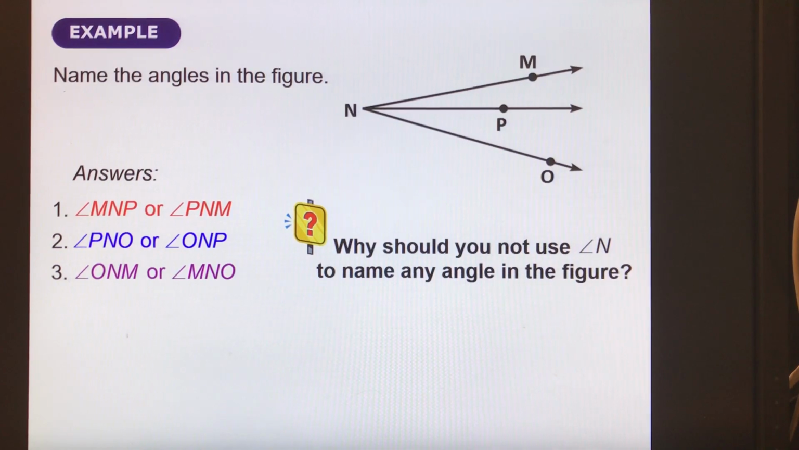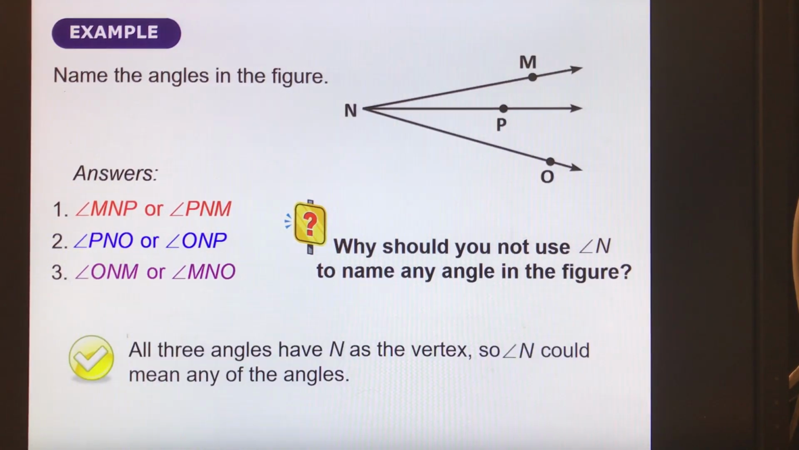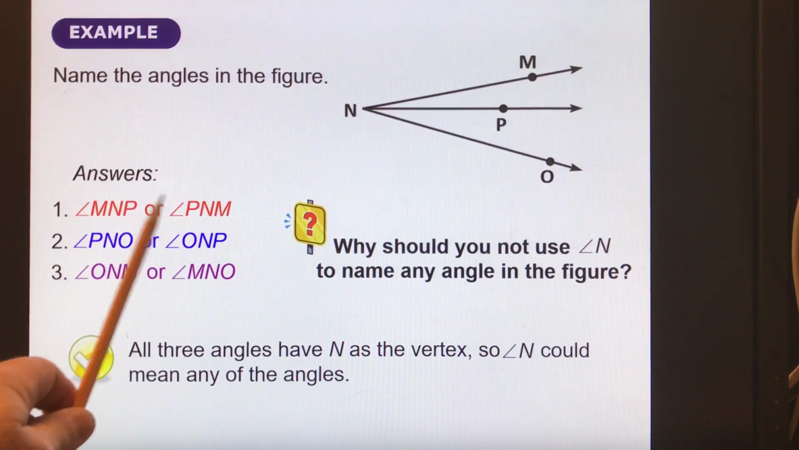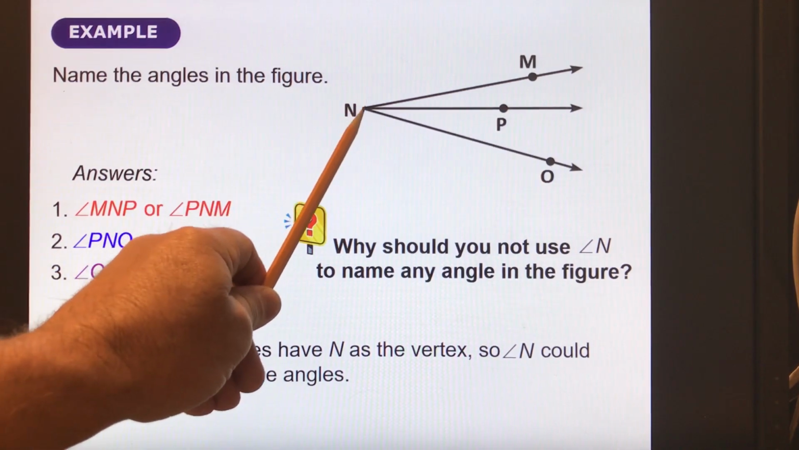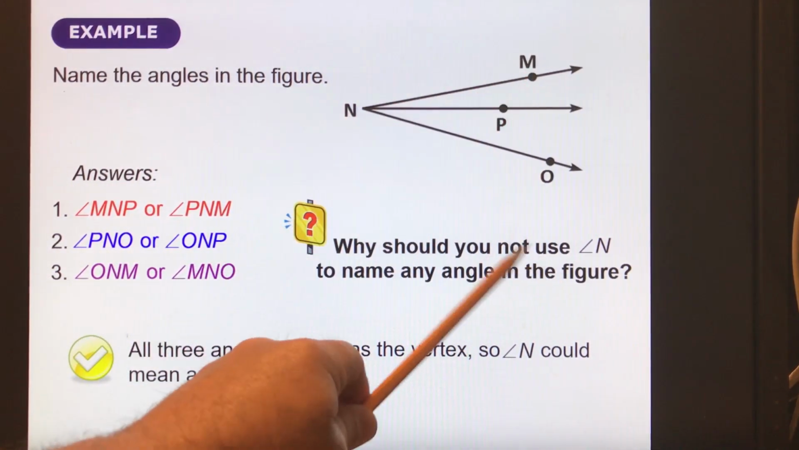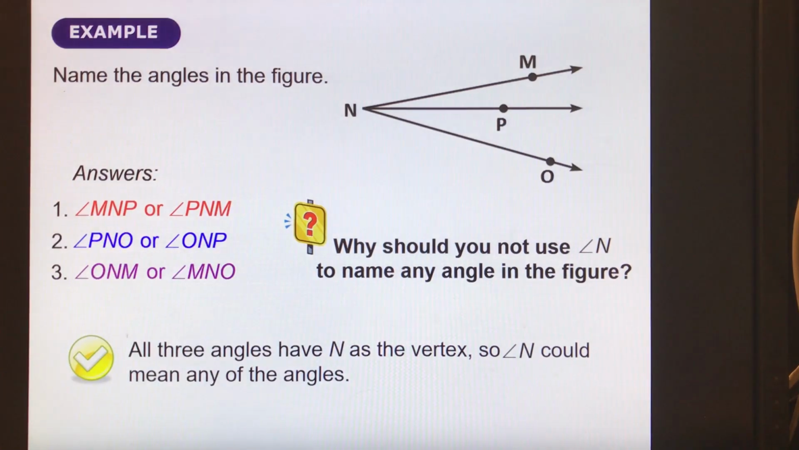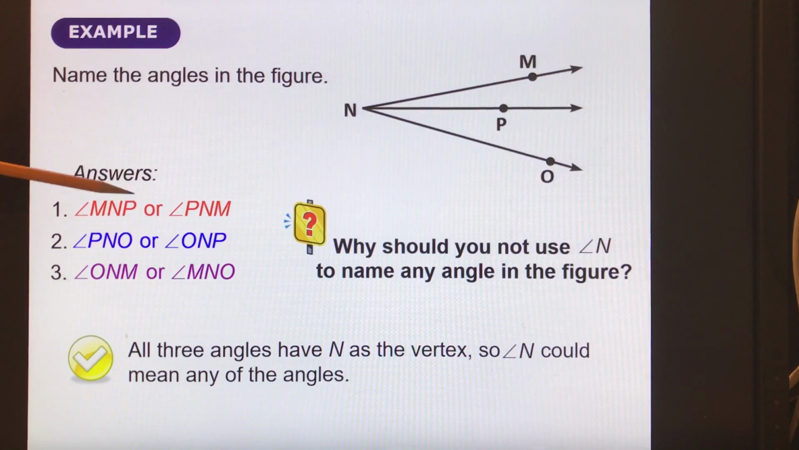Question. Why should you not use angle N to name this angle, or to name any angle in this figure? The reason is because notice how many angles there are that are using that vertex N. If you're only using N, it could be confusing. Which one are you talking about? Okay, so pay attention to this.